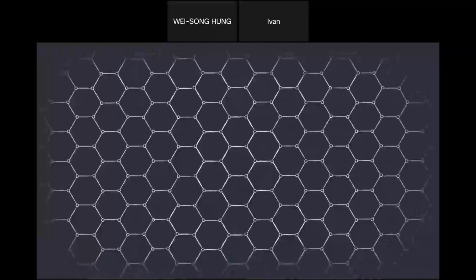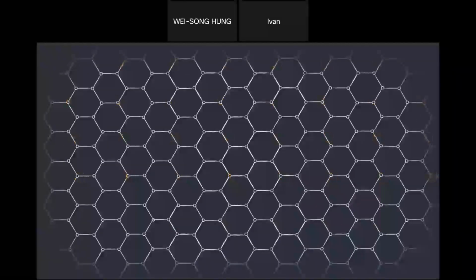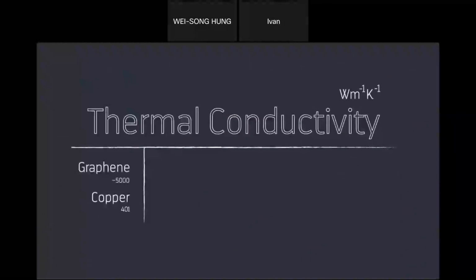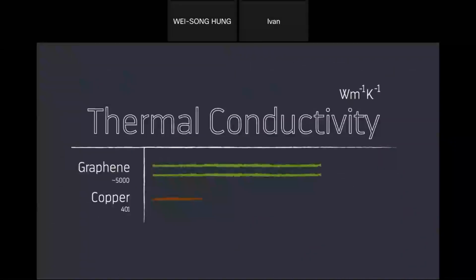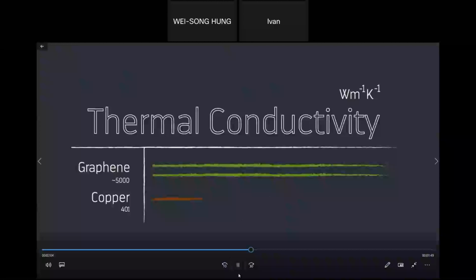As predicted, it's an excellent electrical conductor. The free electron on each carbon atom of graphene enables movement of charge across the surface. Moreover, its thermal conductivity, or ability to transfer heat, is higher than that of copper.